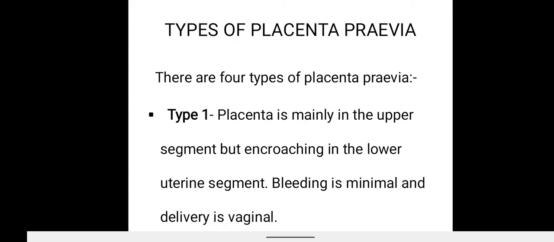So when contraction starts, bleeding will be minimal, and delivery through the vagina is possible because the placenta is not covering the os. That is type 1.